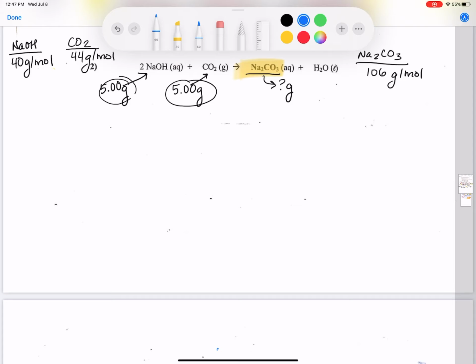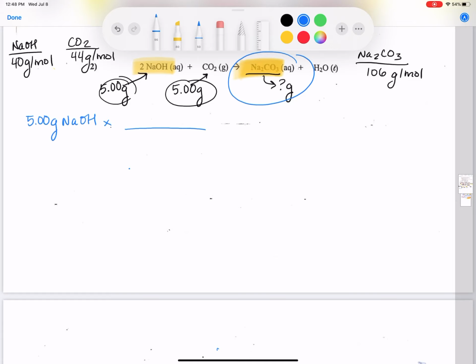So this is how I start. You're just focusing on one reactant at a time. So to begin with, I'm going to focus on the relationship between my sodium hydroxide and my sodium carbonate. Sodium hydroxide is my reactant, sodium carbonate is my product. And I know that to start with, I was given 5.00 grams of sodium hydroxide, of NaOH. I'm going to try to now figure out, based off that 5 grams of sodium hydroxide, how many grams of sodium carbonate I can produce.